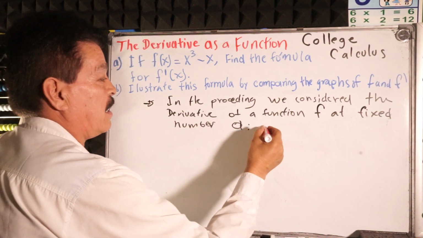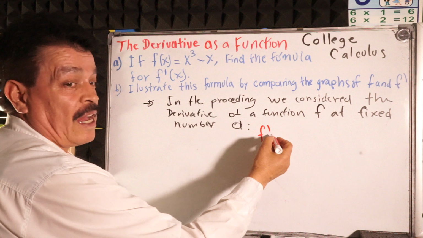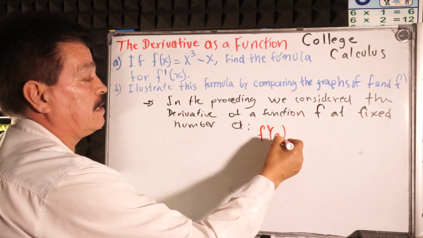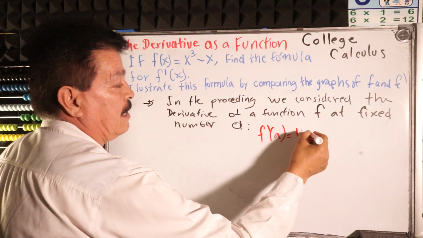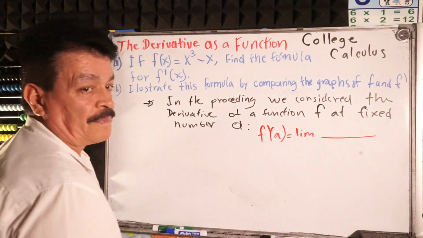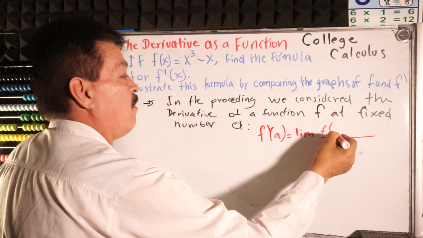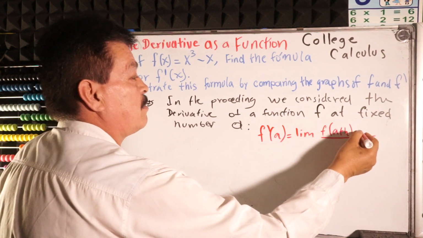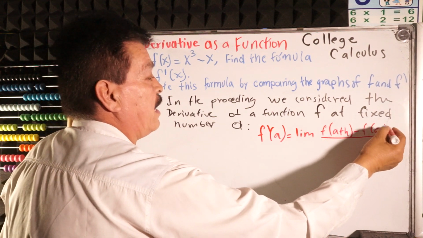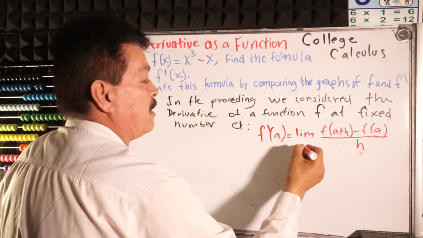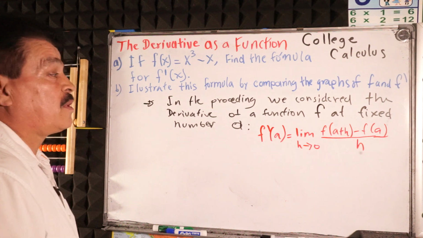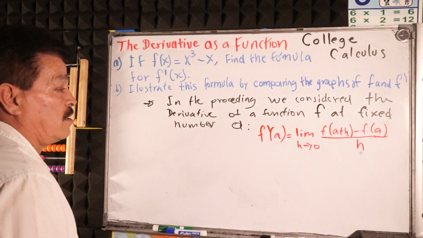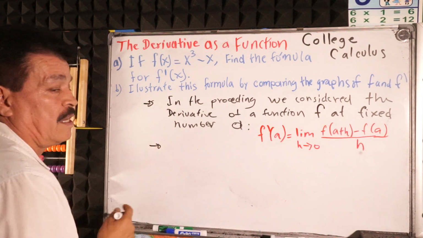We consider f prime of A. So this is very important. The limit of f of A plus h minus f of A, divided by h, when h approaches 0. So this is very important, this is a main point.